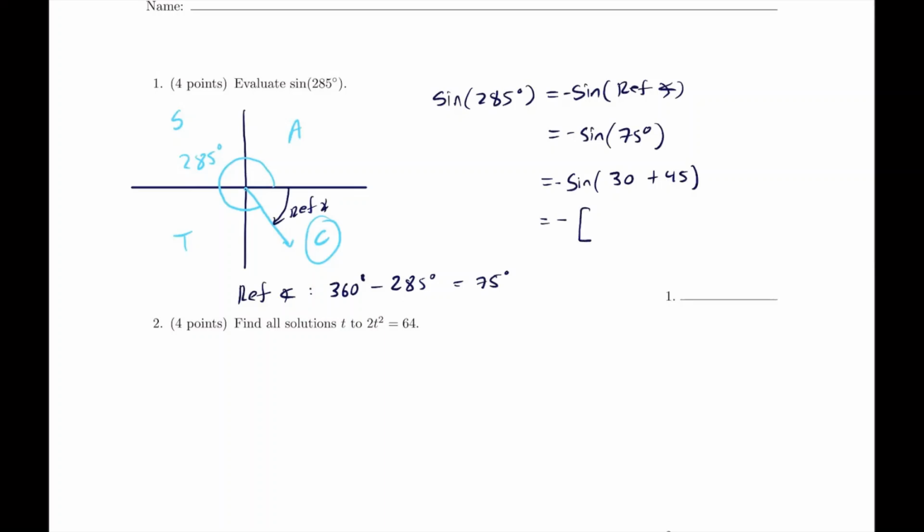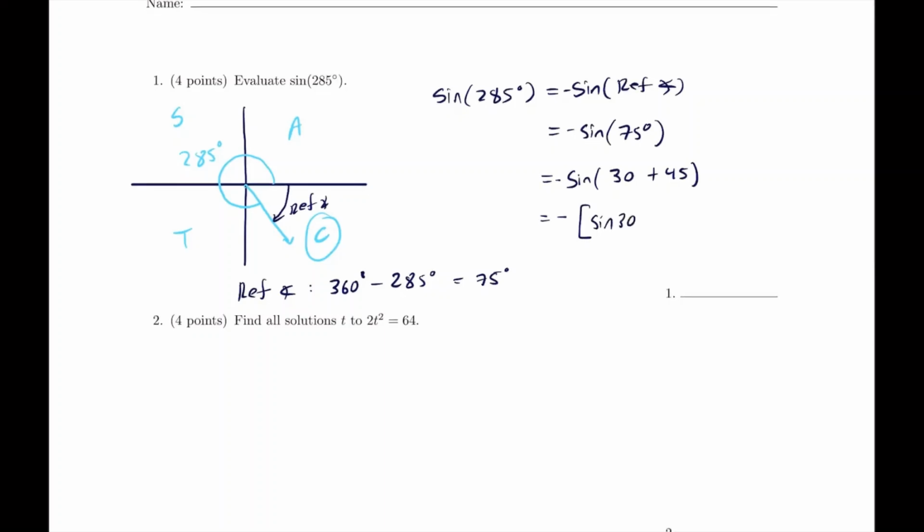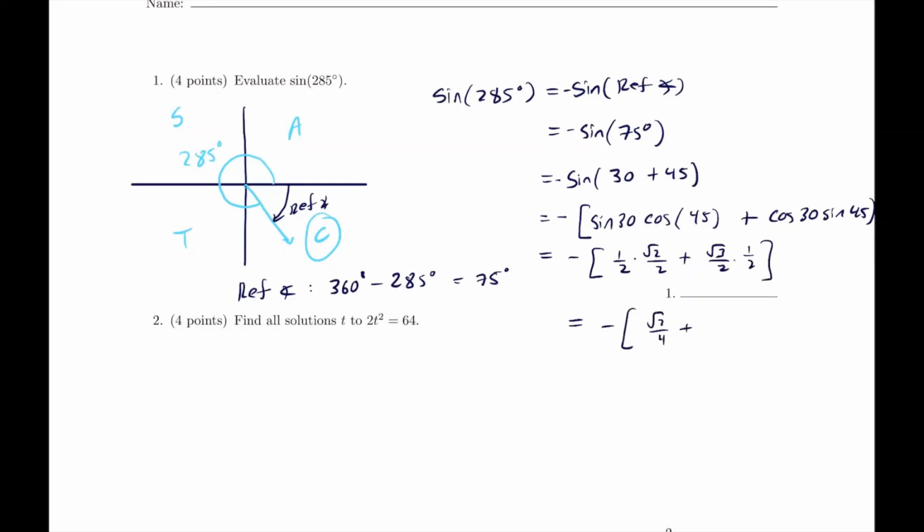So using the sum of two angles formula, we're evaluating sine 30 times cosine 45 plus cosine 30 times sine 45. So now from memory, we know that sine 30 is 1/2, cosine 45 is square root of 2 over 2, cosine 30 is square root of 3 over 2, sine 45 is square root of 2 over 2. And if you combine these, you'll have negative square root of 2 over 4 plus square root of 3 over 4. Sorry, you're multiplying the denominators.